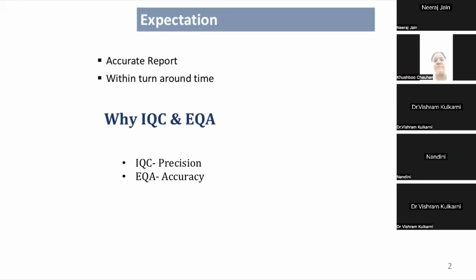In this, we get a sample from some outside agency, and we test that sample in our laboratory and submit our results to that agency. They perform some statistical analysis and inform us whether our results are comparable to the peer group, the other people who are participating in that EQAS scheme, or not.